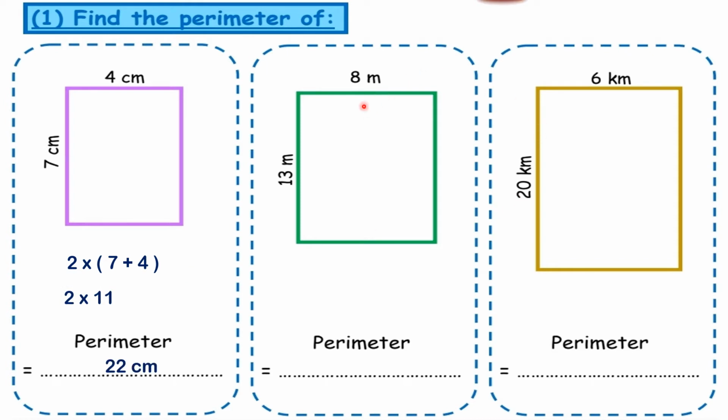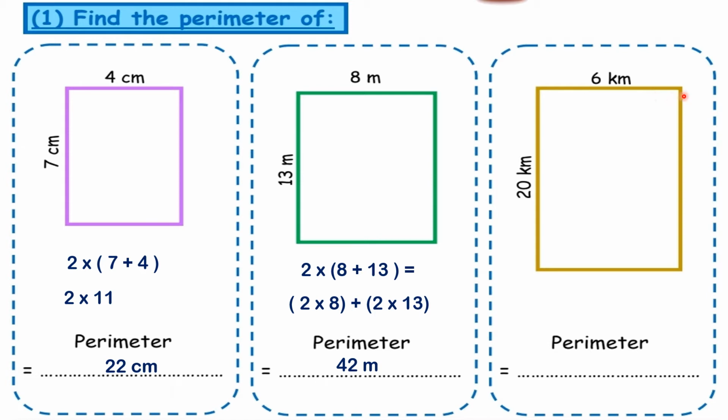Here I have 8 meters and 13 meters. So the perimeter is 2 by length plus width in a bracket. So I put here 2 by 8 plus 13. For me, if I add 8 to 13, it's going to be a big number. So I'm just going to distribute the multiplication: 2 by 8 plus 2 by 13. 2 by 8 is 16 plus 2 by 13 is 26. It will give me 42.